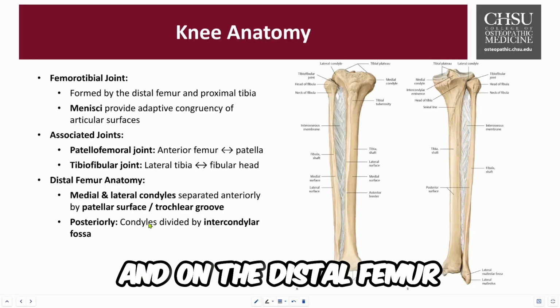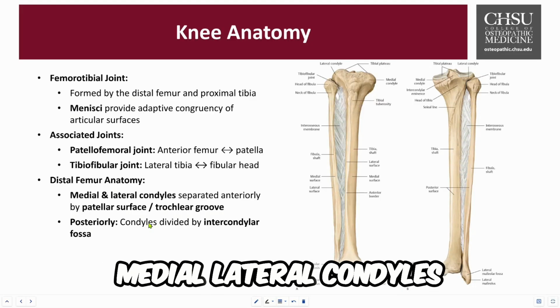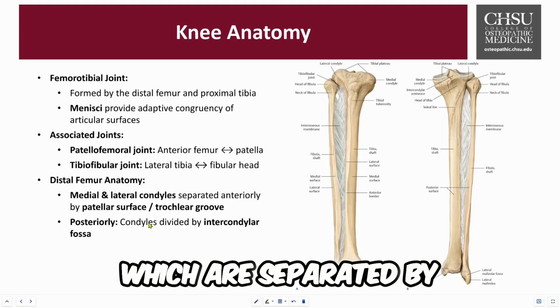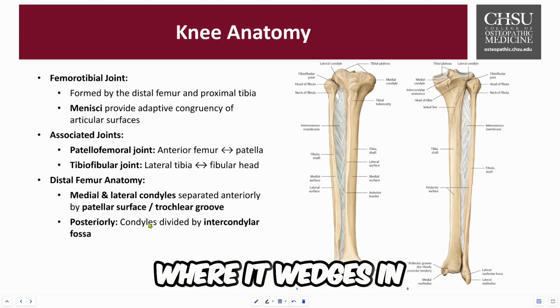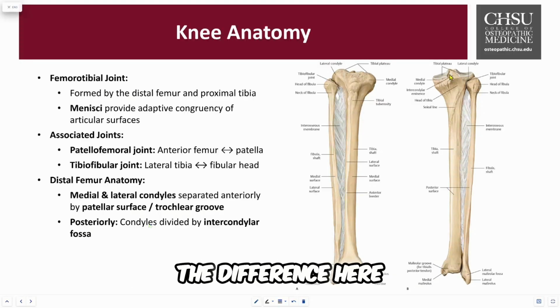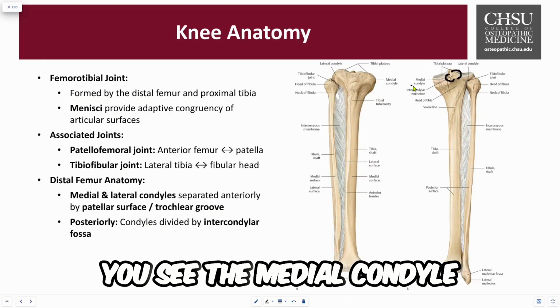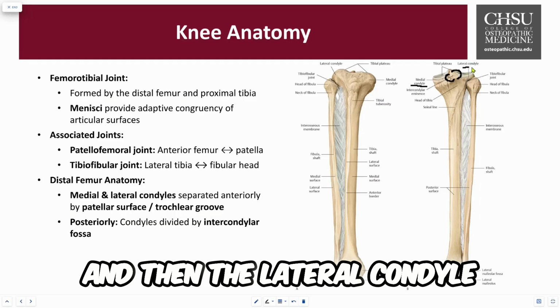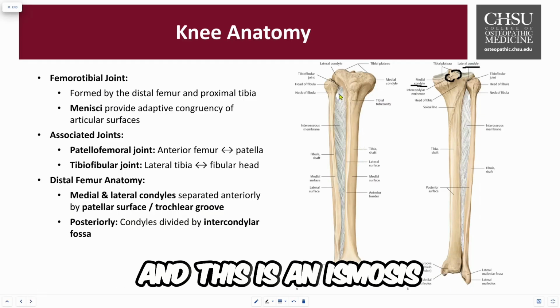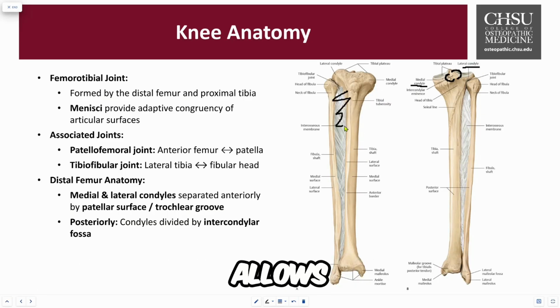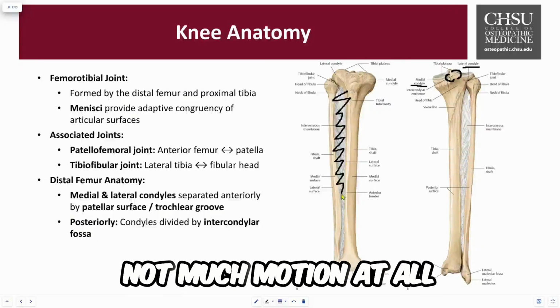On the distal femur, we also have the medial and lateral condyles, which are separated on the top by the patellar surface, where it wedges in, as well as the trochlear groove. The tip right here, the eminence, is the protrusion region on the right side of it. You see the medial condyle, and then the lateral condyle. And this is the syndesmosis, the interosseous membrane that allows some slight mobility, but not much motion at all.